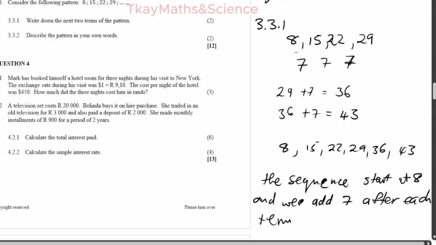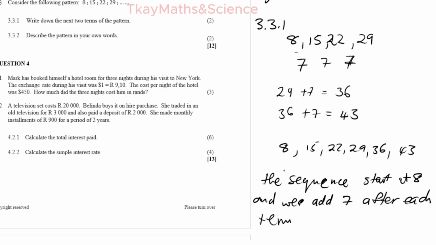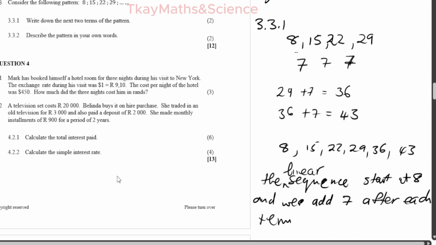All right. So this one is a linear sequence. Actually, just have to highlight it. It's a linear sequence. We start at 8 and we add 7 after each term. All right. So let's go on to question 4.